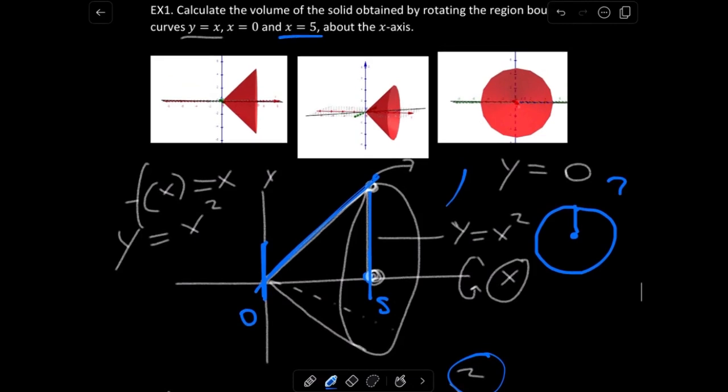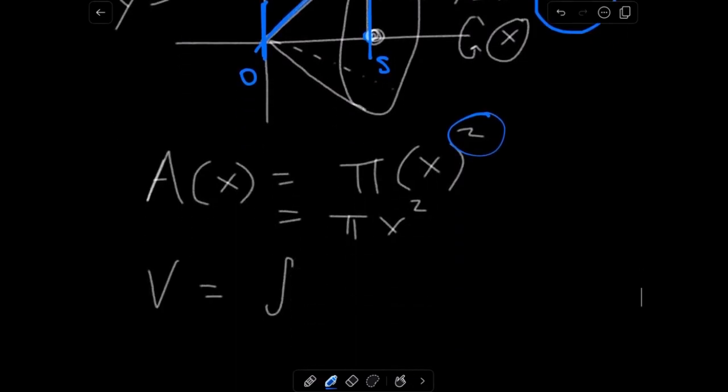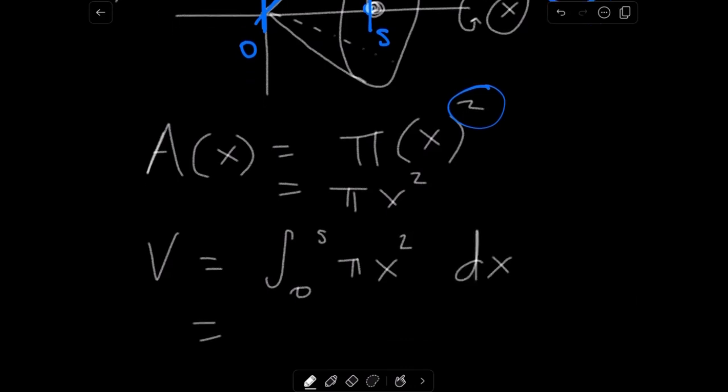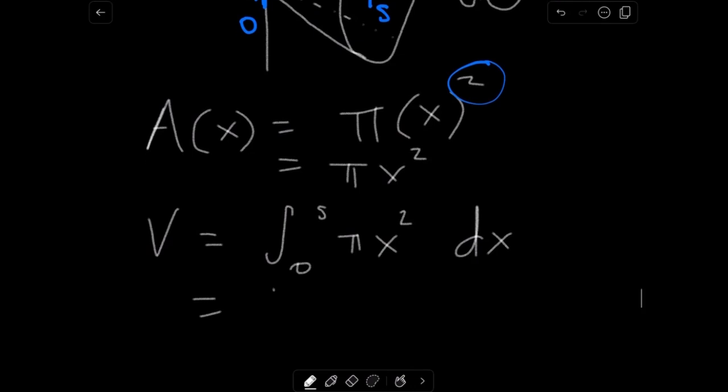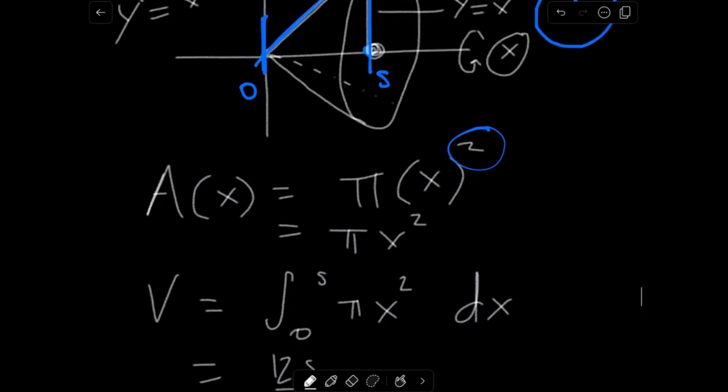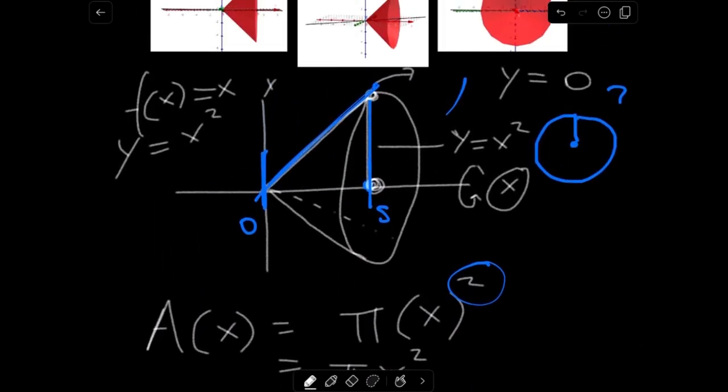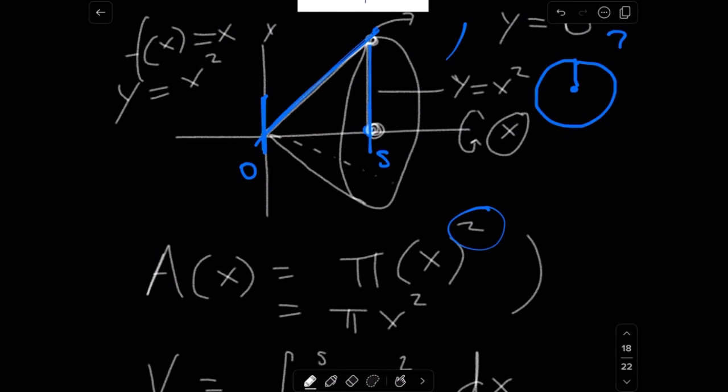Remember, 5 was given in the question. 0 was given in the question. So it's from 0 to 5, and we just insert our cross-sectional area, pi x squared, and then we use dx, and then you just have to solve this integral. When you solve this integral, the answer you are going to get is 125 over 3 pi units cubed. This simplifies to about 130.9 units cubed, if you're interested. Okay, so that's how you handle this example. Super easy, super simple. The only difficult thing is getting the cross-sectional area. Remember, it has to be in terms of x.